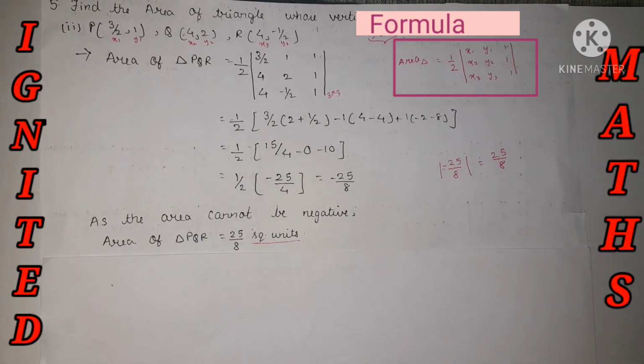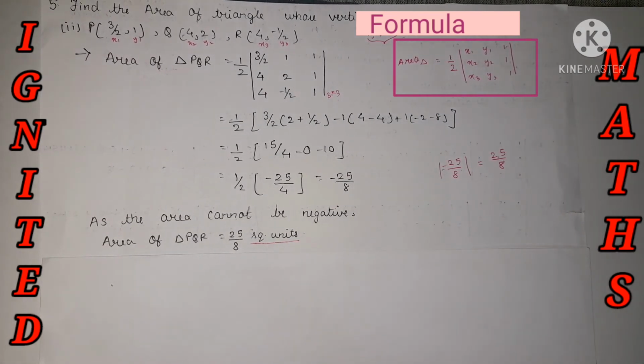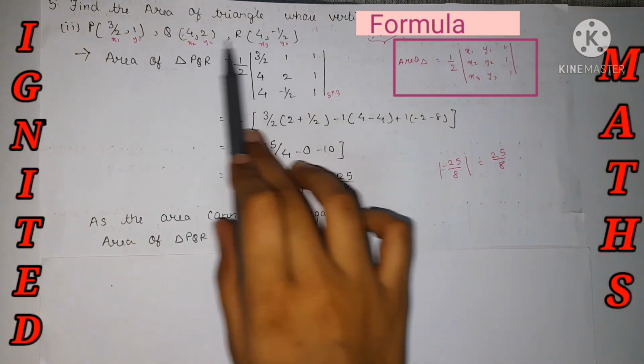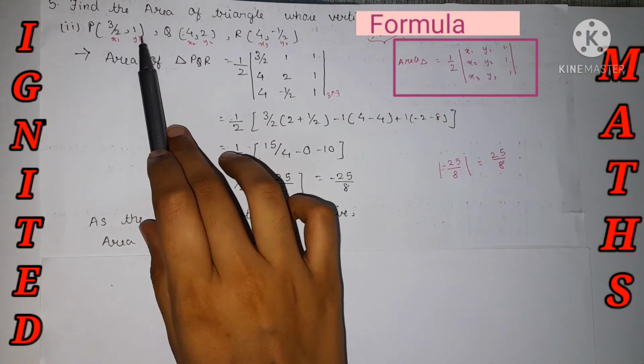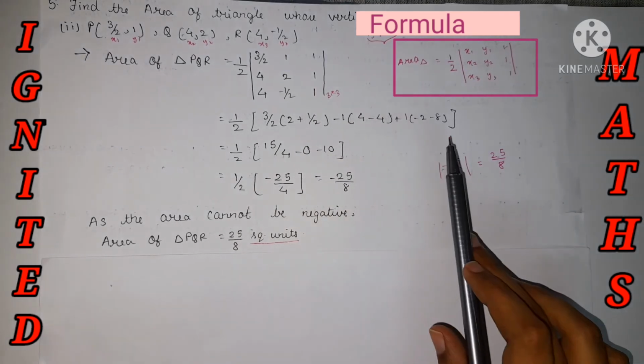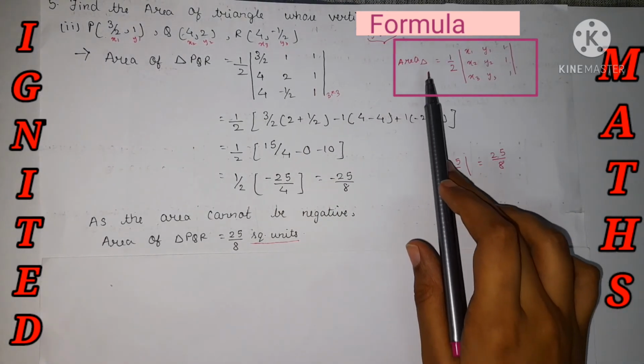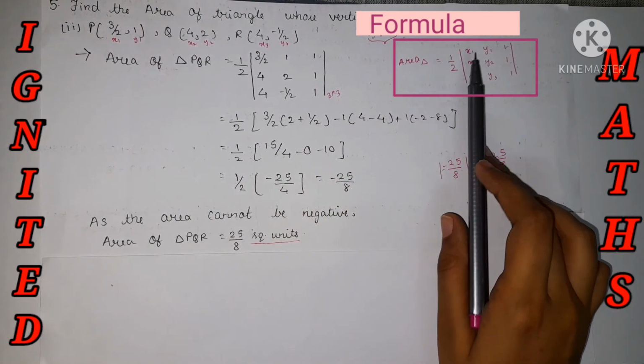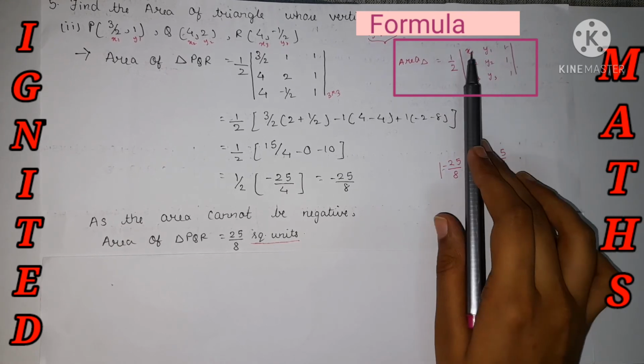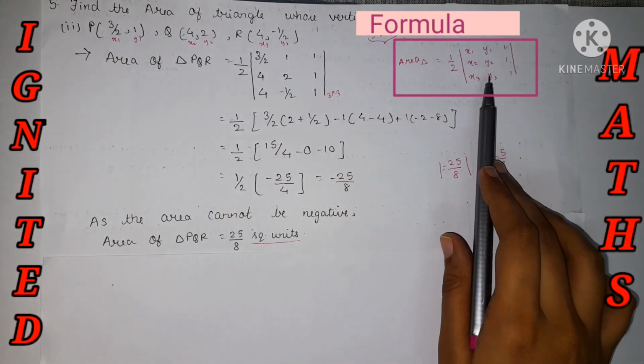We are doing the second sum. The coordinates of P, Q, R are given. I have written them as x1 y1, x2 y2 and x3 y3, because the formula for the area of a triangle is equal to half of the determinant form. So just put the values respectively.